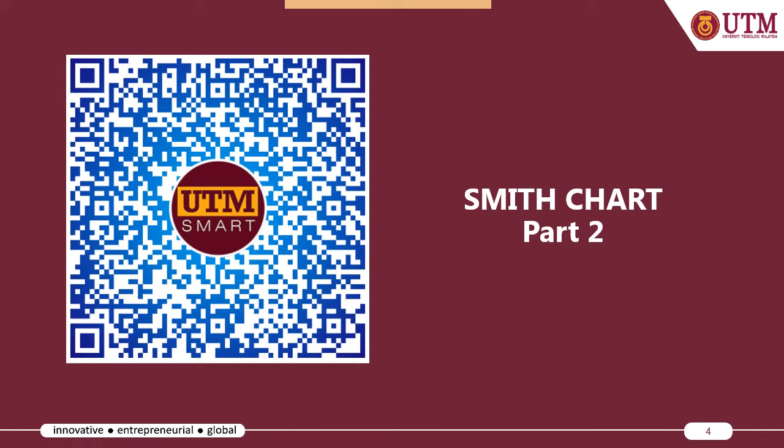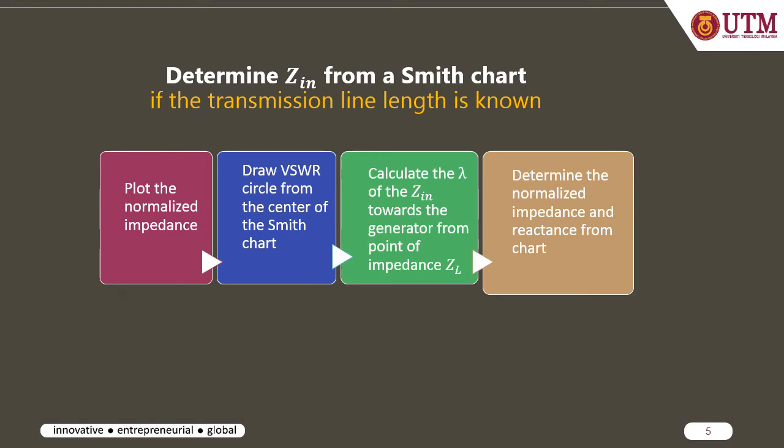Okay, let's continue on the second part of the Smith chart. The next part is to determine the input impedance from a Smith chart with the length of the transmission line known. Alright, so this is the Smith chart. So you know the ZL, and then you need to determine the Zin.